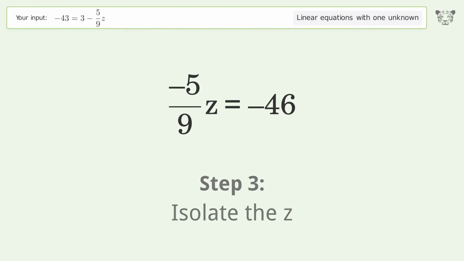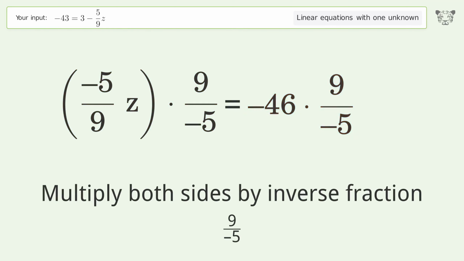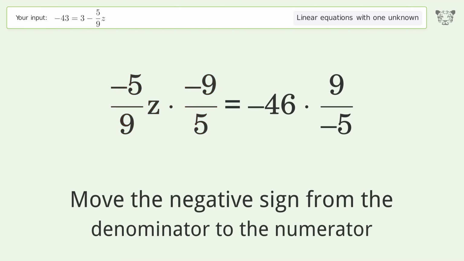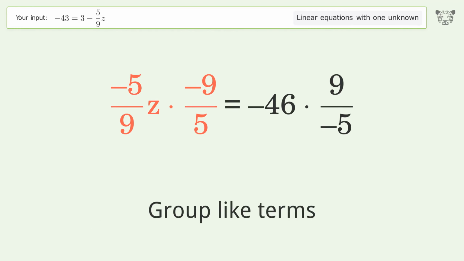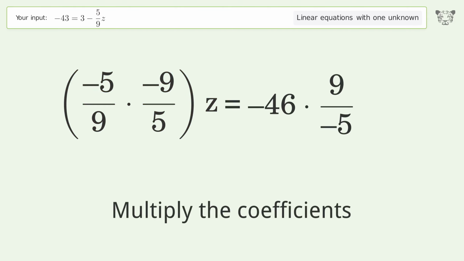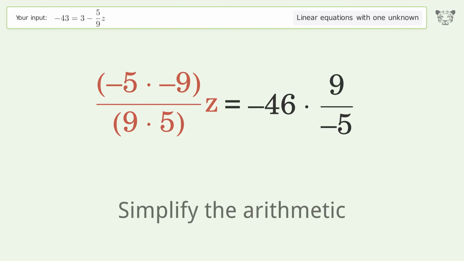Isolate the z. Multiply both sides by inverse fraction 9/5. Move the negative sign from the denominator to the numerator. Group like terms. Multiply the coefficients. Simplify the arithmetic.